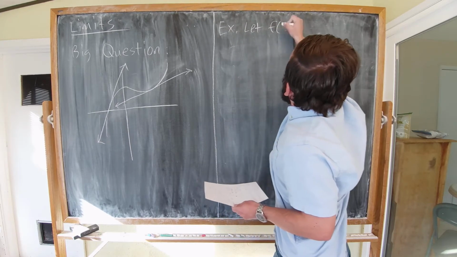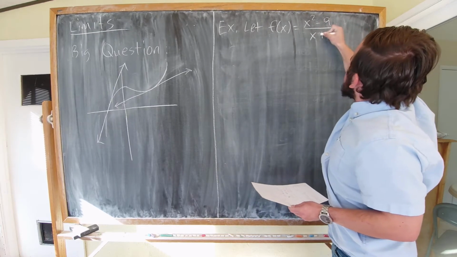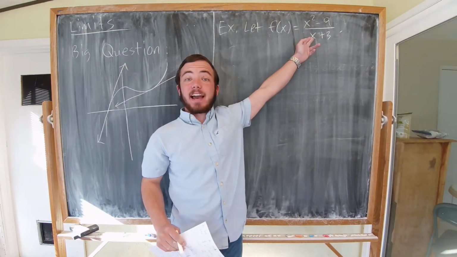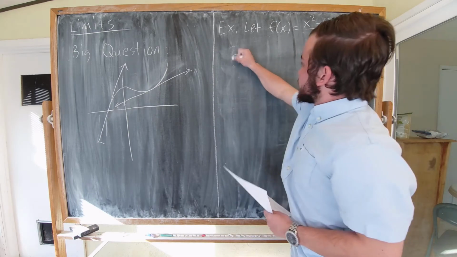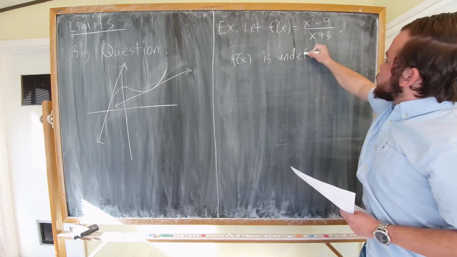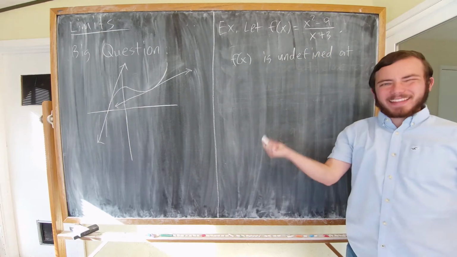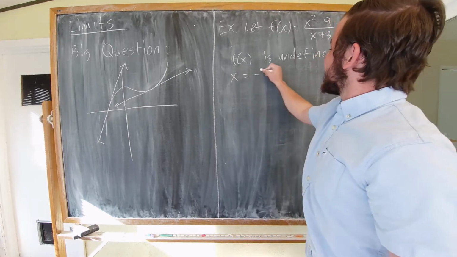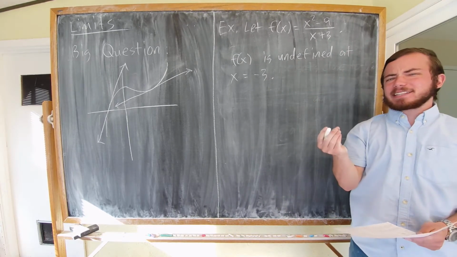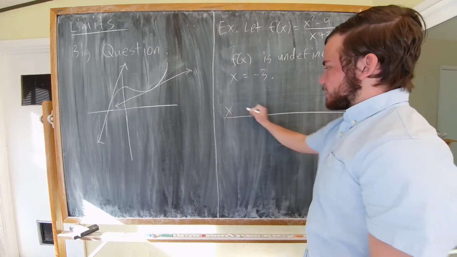Let f of x equal x squared minus 9 over x plus 3. Now, this function is undefined at x equals negative 3, right? Because x equals negative 3 will give us a 0 in the denominator, and that's bad. Okay, so we have a function undefined there, but let's see what happens as x gets really, really close to negative 3 without actually being negative 3.